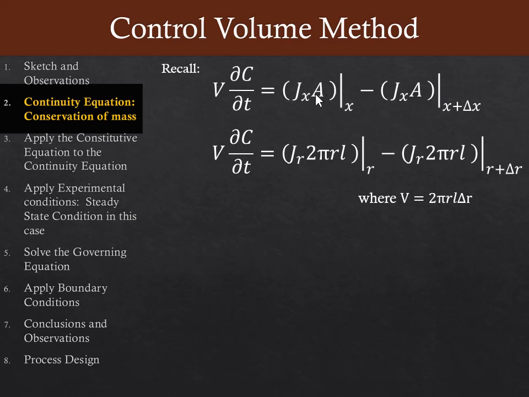And it's moving through an area. The surface area of the cylindrical shell that it's moving through is given by 2 pi R times L. And that's evaluated at position R, the inner surface, and then at position R plus delta R, the outer surface. Okay. And this volume term is given by 2 pi R L delta R. Okay. So the area term hopefully makes sense.